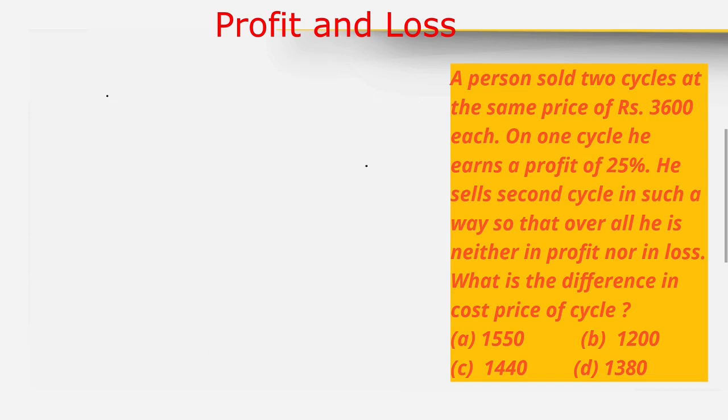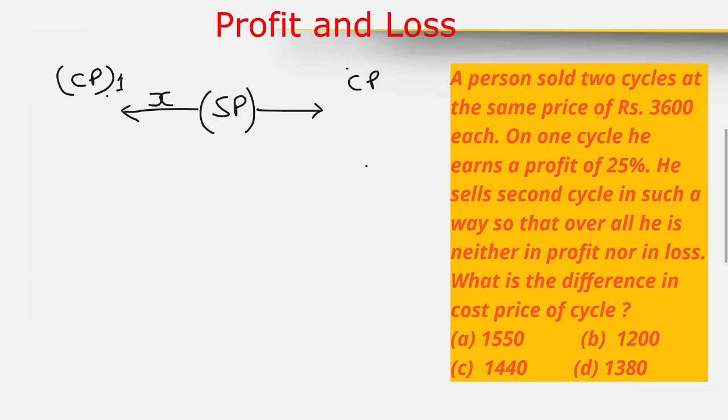Now we solve it by the shortcut method. We understand first one thing. The SP of both the cycles is the same. Cost price 1, which is sold at a profit, say profit is X, then cost price must be less than SP by X, and another cost price 2, which should be more than SP by the same amount X, then the difference between cost price 1 and cost price 2 is X plus X, which is 2X.